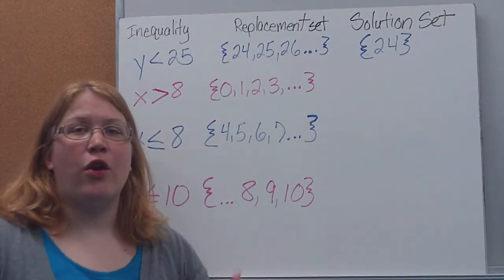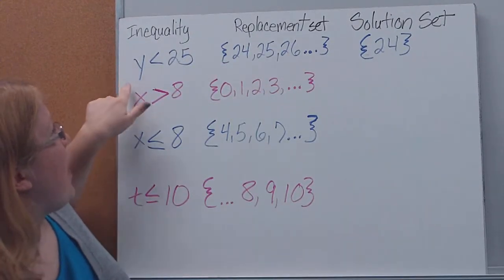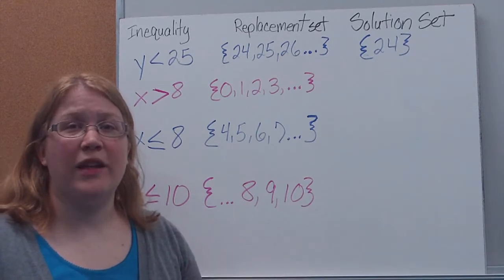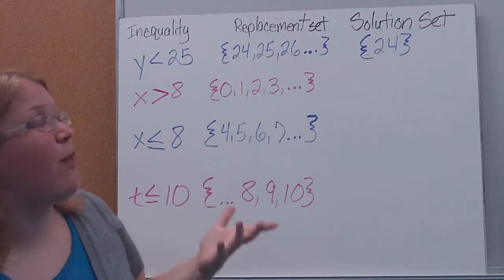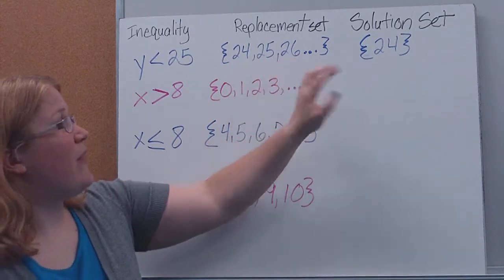Alright, so looking at our replacement sets. The first thing I do is I give you an inequality. Here our inequality is y is less than 25. So basically I'm asking you what values when I plug them in make that a true statement. So that means that this side needs to be smaller than 25. So if you look at your replacement set, we've got 24, 25, 26.